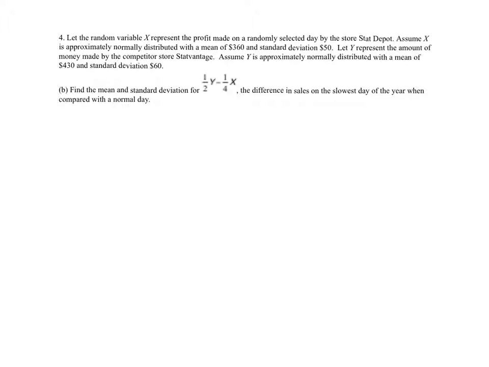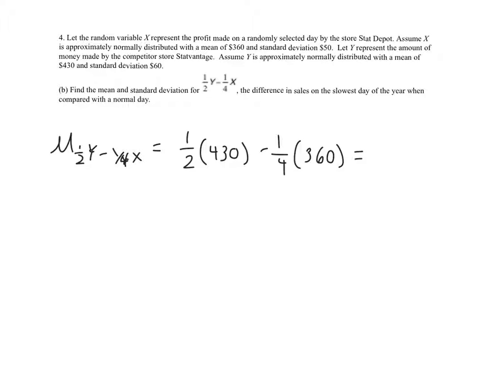In B, we now want to find the mean and standard deviation for 1/2 Y minus 1/4 X. So if we're going to do that, again, I want the mean of 1/2 Y minus 1/4 X. So be careful. Notice that we have Y first this time. So with the mean, I'm going to take 1/2 times the mean for Y minus 1/4 times the mean for X. And if we end up multiplying and subtracting those, again, the mean is nice. We end up with a value of 125.